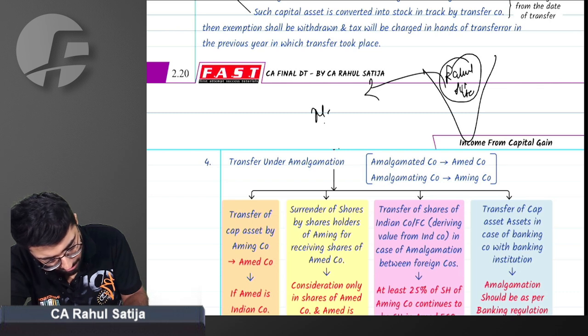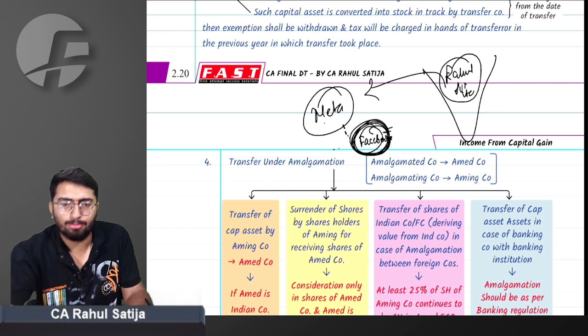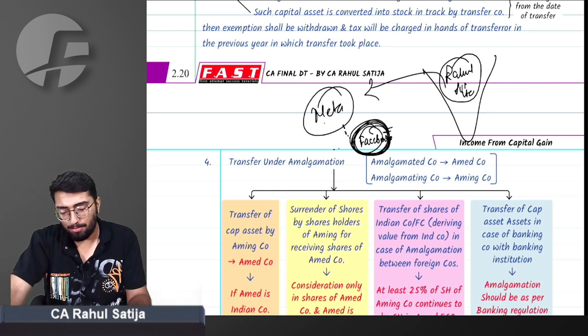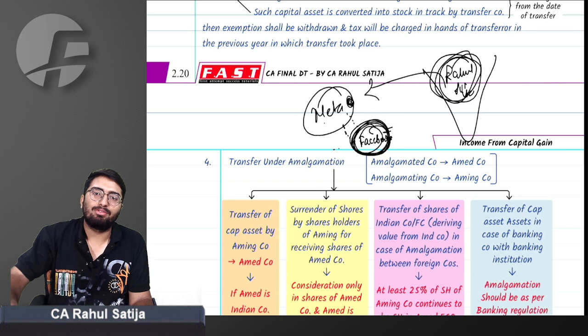Shares are held by Meta. Sir, what if Facebook gets demerged from Meta? Facebook demerges from Meta. What will happen? All the assets of Rahul Private Limited shall form part of Facebook. Now what happens? Shares of Rahul Private Limited are being transferred from Meta to Facebook in case of demerger.